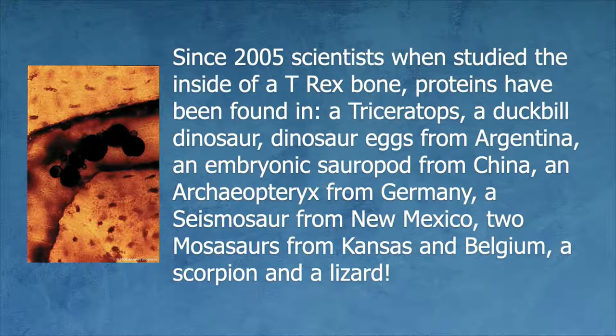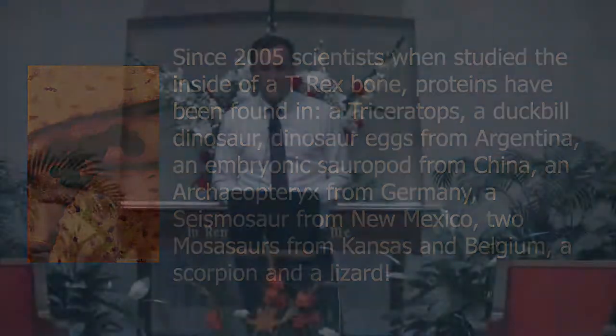But since 2005, when scientists have studied the inside of a T-Rex bone, they've actually found proteins. And proteins from these bones have been found in Triceratops, a duck-billed dinosaur, dinosaur eggs from Argentina, and an embryonic sauropod from China. In all these other different animals, they've found soft tissue and proteins, which maybe, again, are not quite as old as people have thought.